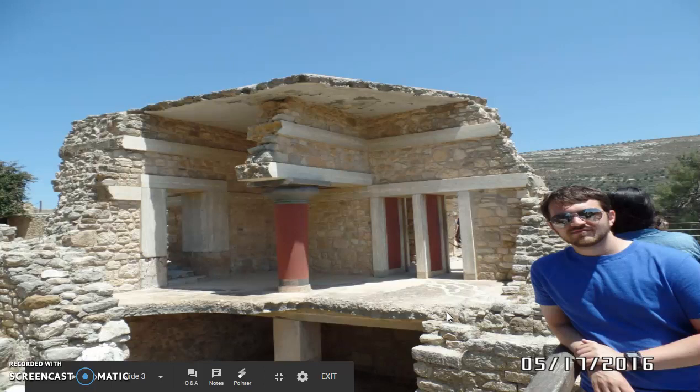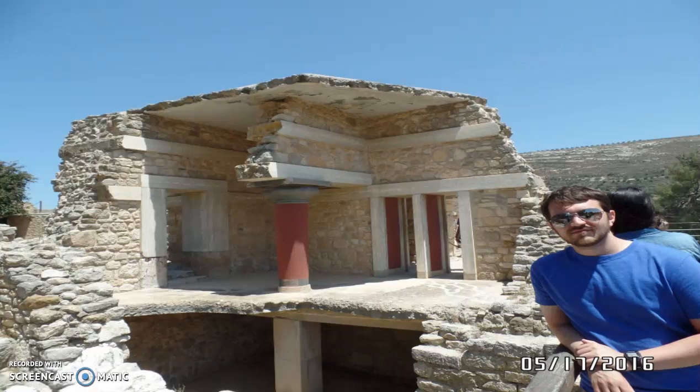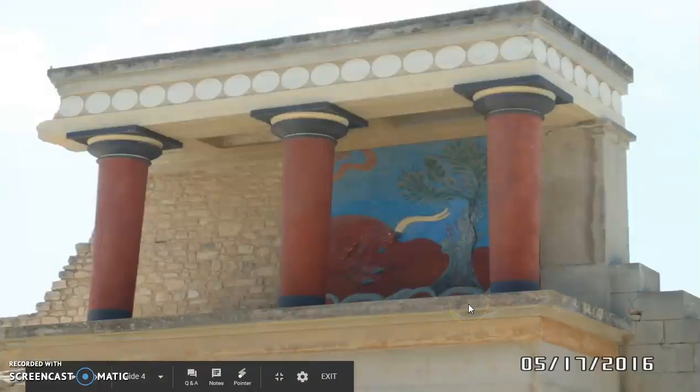So we're going to actually start off with some pictures of me in Greece. So this is me on the island of Crete. This is an ancient city called Knossos. Knossos was like the biggest city in ancient Greece up until the city-states started forming. This was under the Minoans, which are kind of like a pre-Greek society.